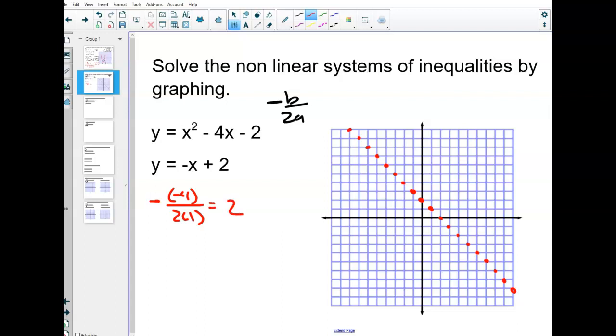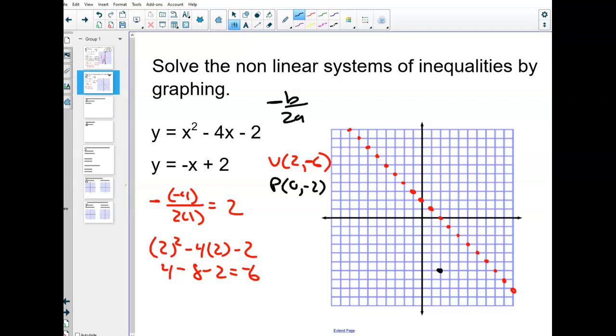My answer becomes positive. So my vertex is going to have a 2 coordinate for the x. 2 squared minus 4 times 2 minus 2. 4 minus 8 minus 2 is a negative 6. And there's the vertex, 2, negative 6. Put a different color, 1, 2, 3, 4, 5. There's my vertex. I have a point at 0, negative 2, right here. I'll draw that little line of symmetry here. I went over 2, I go over another 2. Wow, there's a point of intersection right there.